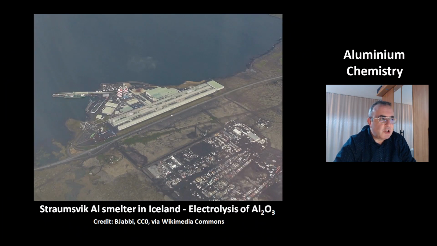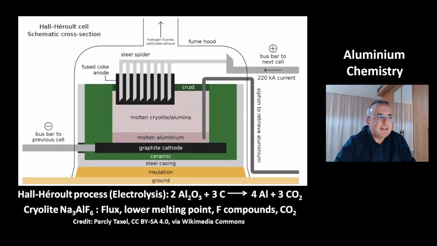This is a picture of the Straumsvik aluminium smelter in Iceland. And this is the second step of the production of aluminium, which is the electrolysis of alumina. This is the process. It's called the Hall-Héroult process. It's electrolysis of alumina with carbon anodes. And this gives you aluminium metal and byproduct carbon dioxide.